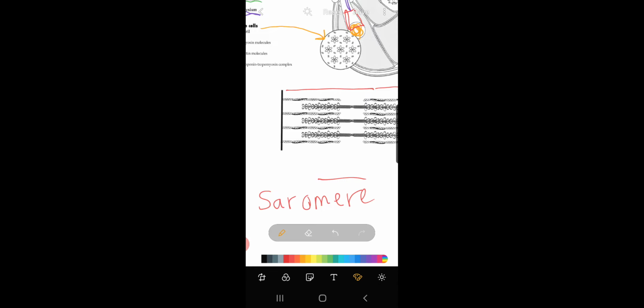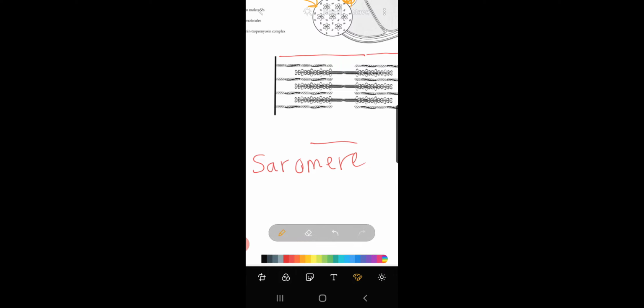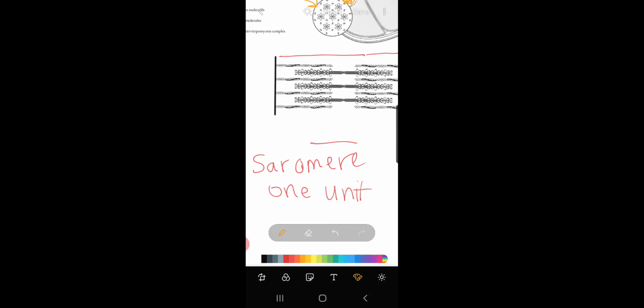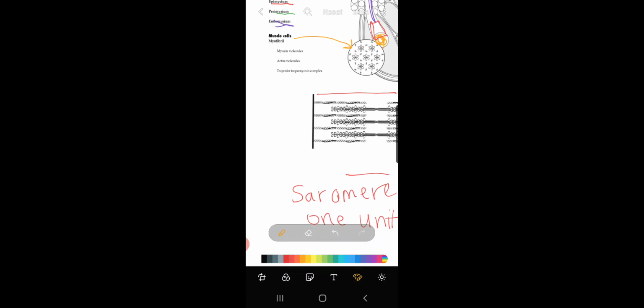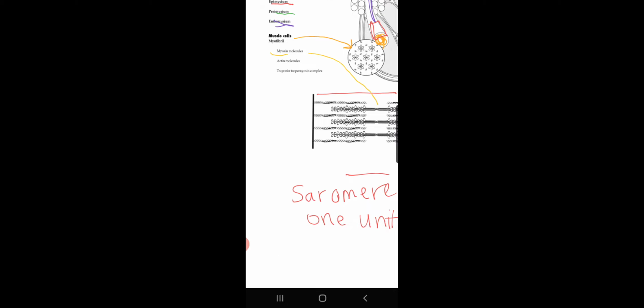It's one contractile unit of muscle fiber. So this would be one unit of contraction. You can just say that, 1 unit of contraction. And within 1 unit of contraction, a myofibril, you're going to have the myosin. Myosin is going to be your thick filament, and this is going to be this stuff right here.